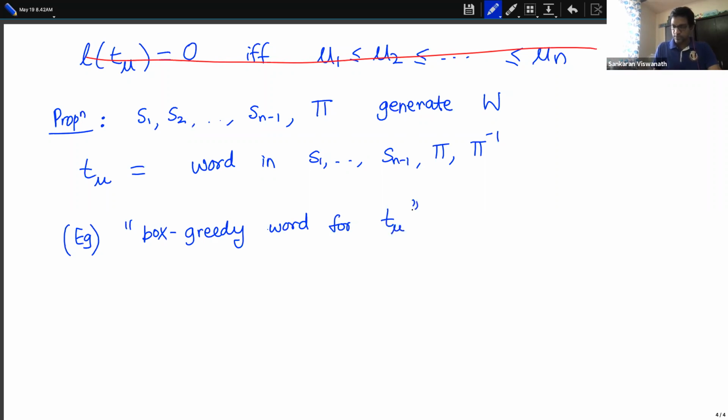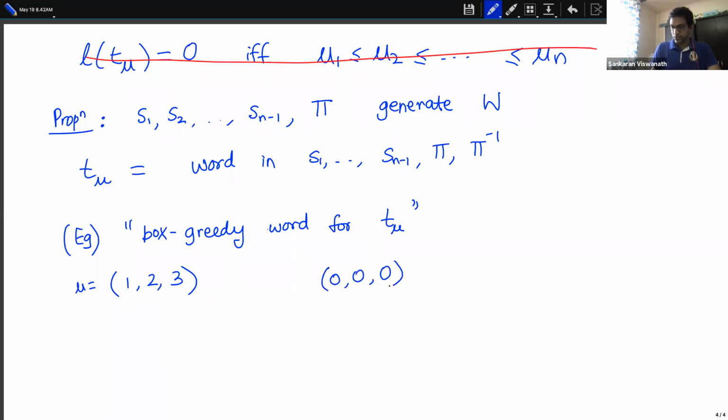For t mu, how does one try and do it? Let's just do it by example. If you take mu to just be, say, 1, 2, 3, that just means the first abacus moves up by 1, the second by 2, and the third by 3. You want to realize this as a word in the S_i's and pi. So you perform the following algorithm.